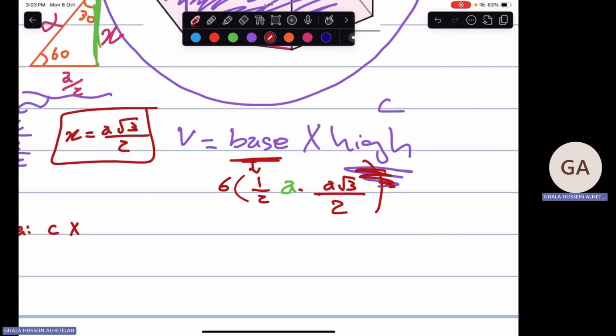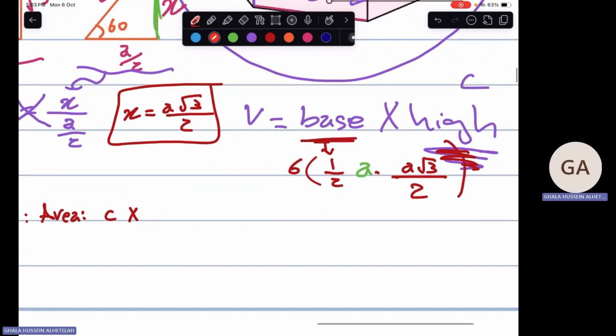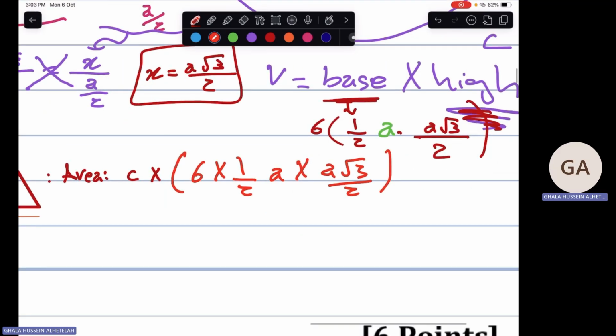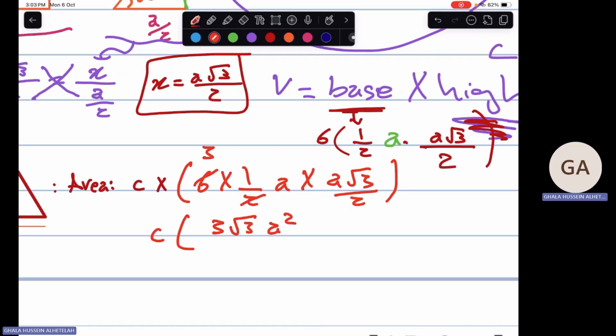طيب, we can simplify. We are going to say that here 6 multiplying by half a multiplying by a square root of 3 over 2. We can say that the area is equal to c multiplying by, we can cancel, 3 square root of 3 a squared over 2. Okay.